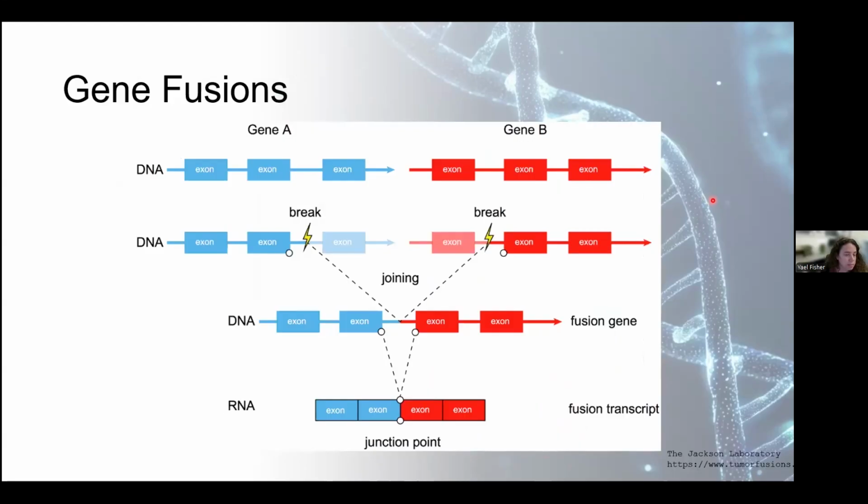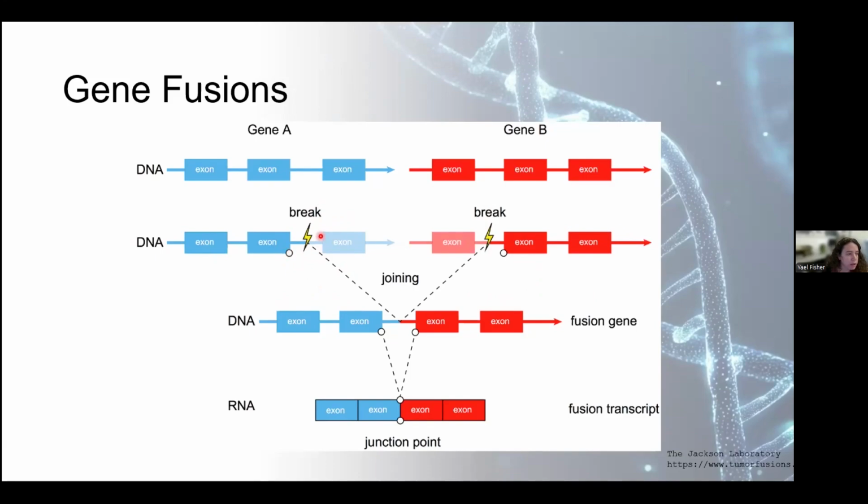The next type of change is a fusion, which is also a change at the chromosomal level. So what happens in a fusion is that we have two genes, gene A and gene B in this example, and there are two breaks that happen in the DNA. Usually the breaks will happen in the intronic regions just because these are far larger than the exonic regions. And they can happen in any random location.